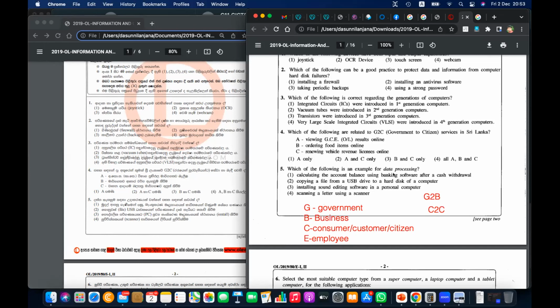Okay, now what is the example for data processing? Calculating account balance in a banking software after cash withdrawal. It's calculating, it's processing data. Copying a file from USB to another, that is storage. You cannot consider that as a data processing directly. Installing a sound editing software in a personal computer, that is basically installation, not directly data processing. Scanning the letter using scanner, that is just input.